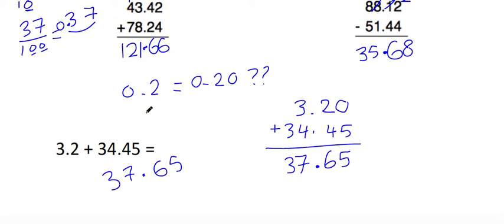0.2 is just 2/10, 2 out of 10, and we know the rule: we can multiply or divide both the numerator and denominator by the same number. What if we multiply here by 10 and multiply here by 10? Nothing will change. So it will be 20 out of 100.